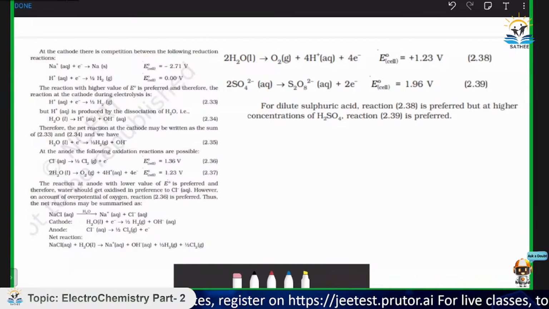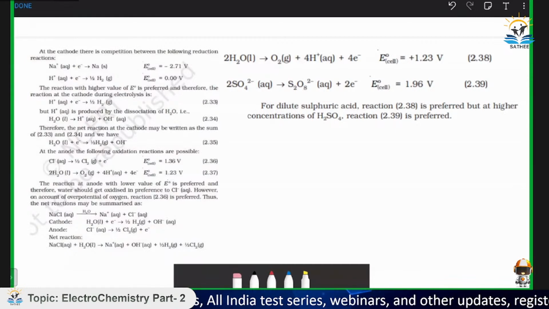At the cathode there is a competition between Na plus and H plus. H plus is 0, Na plus E is negative. Basically the reaction is not very supportive. Na stays more in the Na plus state. The reaction with the higher value of E0 is preferred, and therefore the reaction at the cathode during electrolysis is H plus plus electron gives half H2.